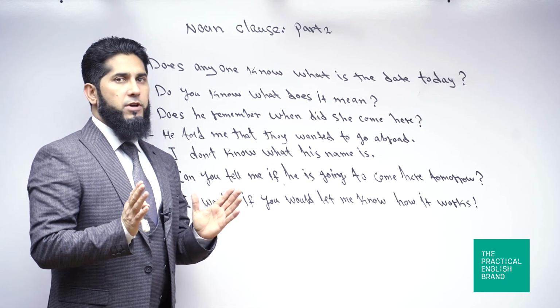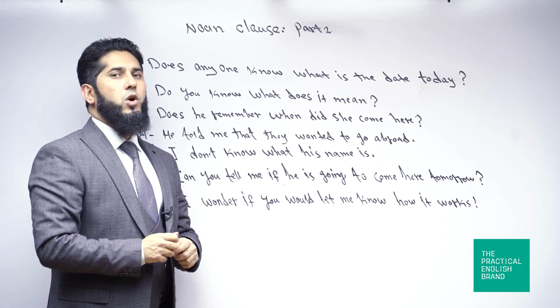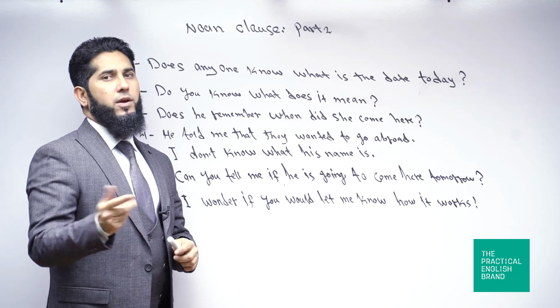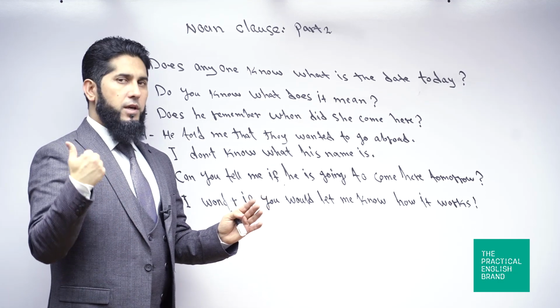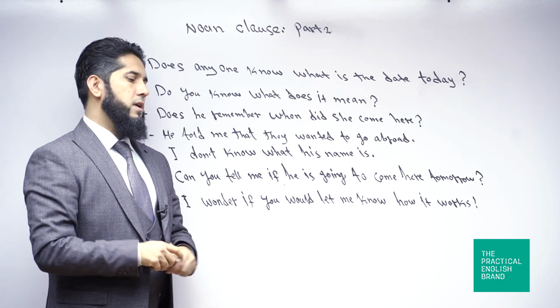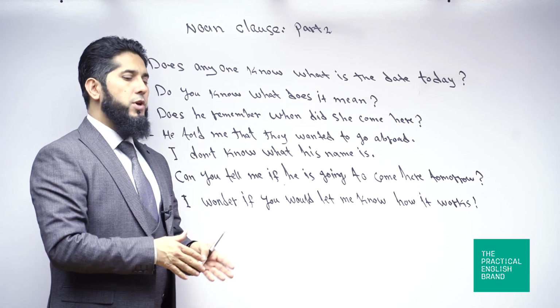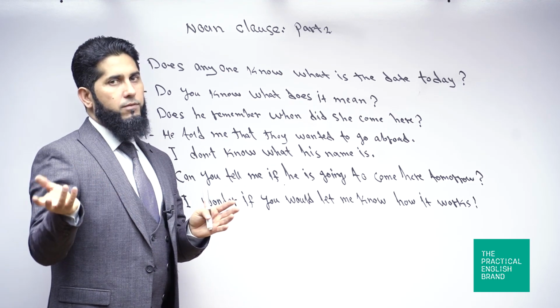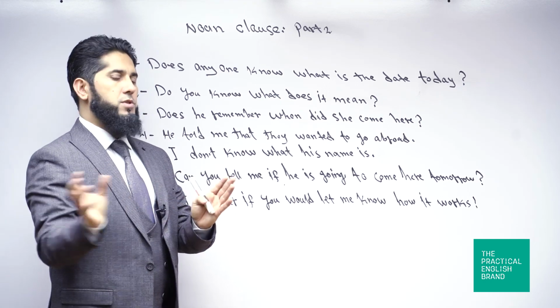The function of a noun clause: it can function as the subject of the main verb. What you said made me angry. So what you said is the noun clause, made is the main verb, and me angry is the rest of the sentence. I didn't like what you said. Here, what you said functions as the object of the main verb like.